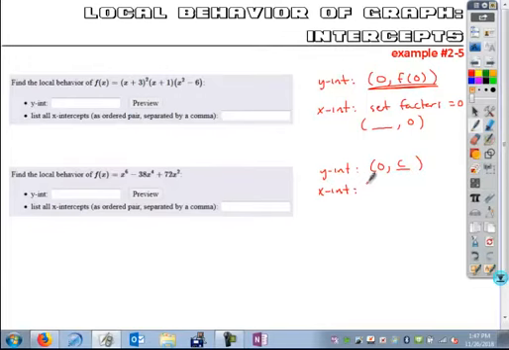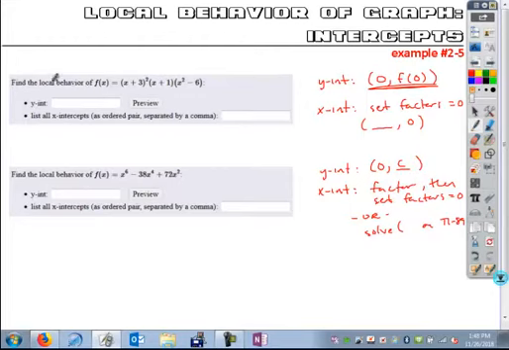And then to find the x-intercepts, if you're doing this by hand, you can either factor and then set the factors equal to 0, or more than likely, you can just use the solve feature of your TI-89. If you use the solve feature, you can find what your x-intercepts are.